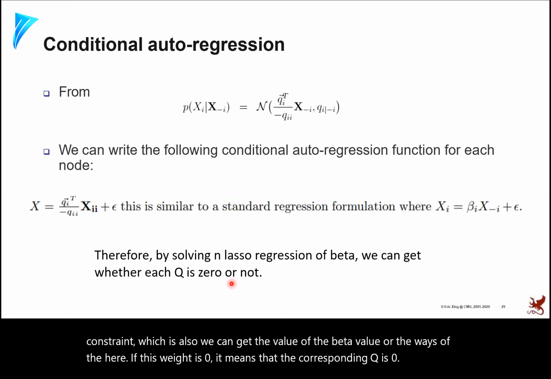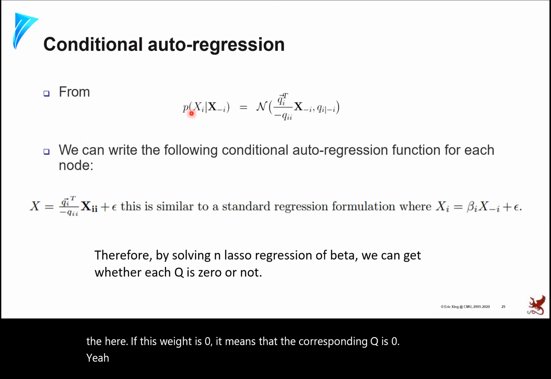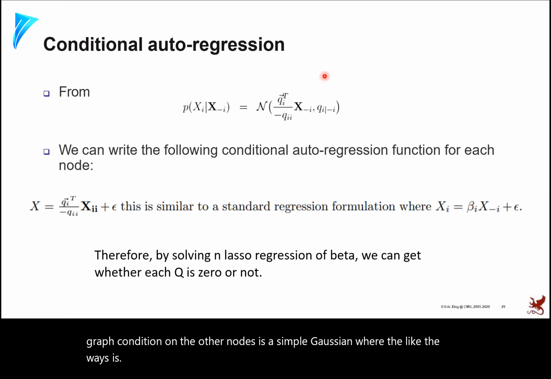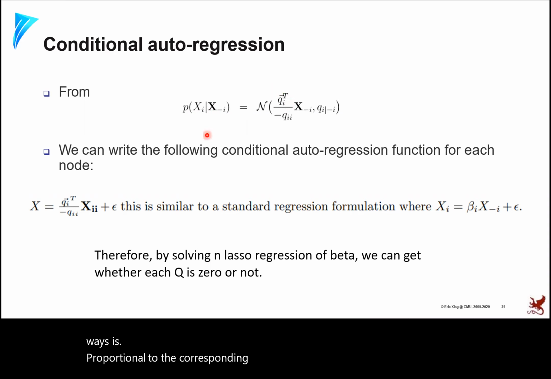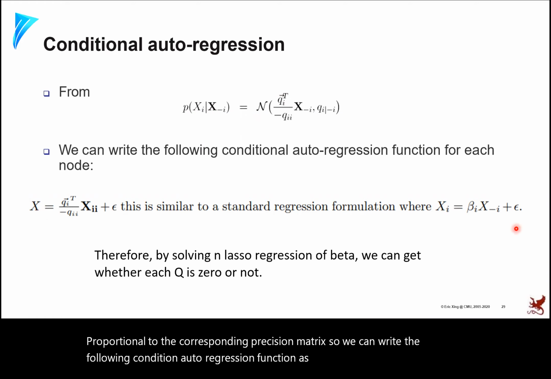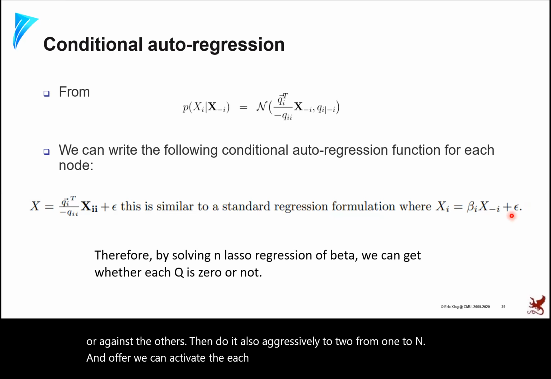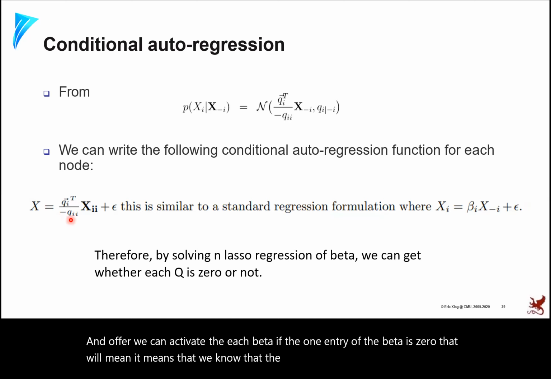Yeah. So as I said, from the previous deduction, we know that each node within this graph conditioned on all the other nodes is a simple Gaussian, where the weights are proportional to the corresponding precision matrix. So we can write the following conditional autoregression function as xi equals beta i against the others, and do it autoregressively from 1 to n. And after we estimate each beta, if one entry of the beta is 0, then we know that the corresponding q is 0.